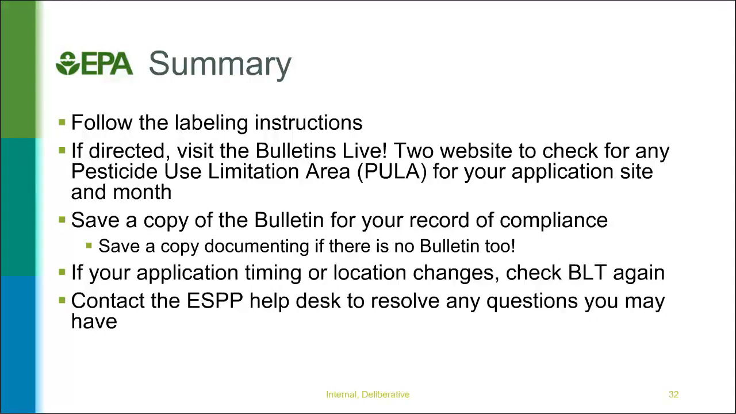So to summarize, start with following the label instructions. If directed, visit the Bulletins Live 2 website to check for any pesticide use limitation area, or PULA, for your application site and month. Save a copy of the bulletin for your record of compliance. Save a copy documenting if there is no bulletin, too. If your application timing or location changes, check BLT again. Contact the ESPP Help Desk to resolve any questions you may have.